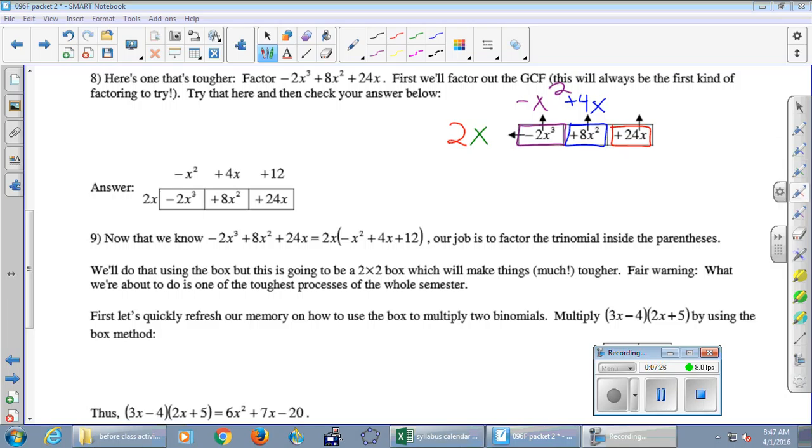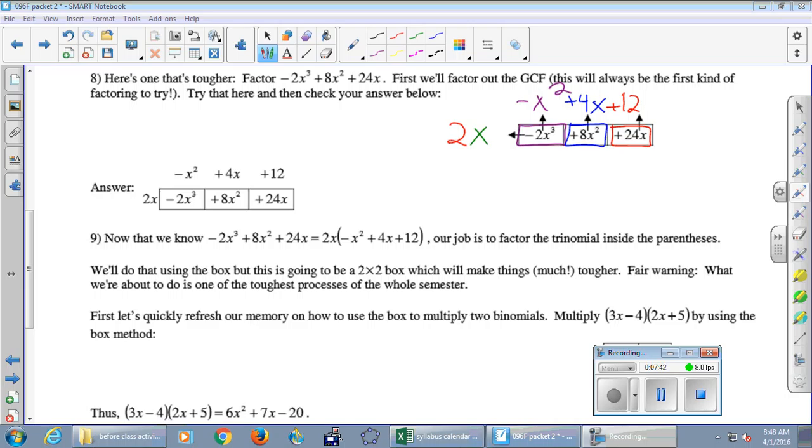And then finally in red, 2 is supposed to turn into 24. How do I make that happen? By multiplying by +12. And what about x's? I don't need any because there's a single x inside and it's already accounted for outside. So we're good to go.